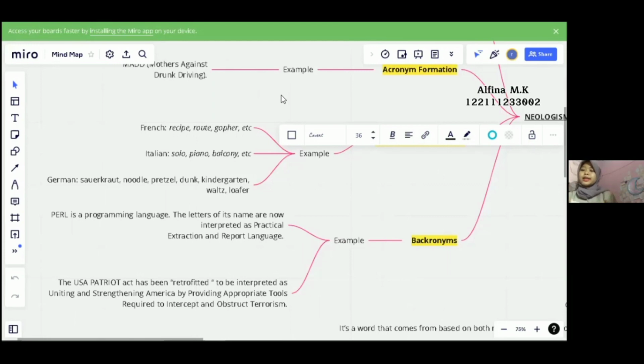The other example is the USA PATRIOT Act, which has been retrofitted to be interpreted as Uniting and Strengthening America by Providing Appropriate Tools Required to Intercept and Obstruct Terrorism. So the next material will be explained by my partner.